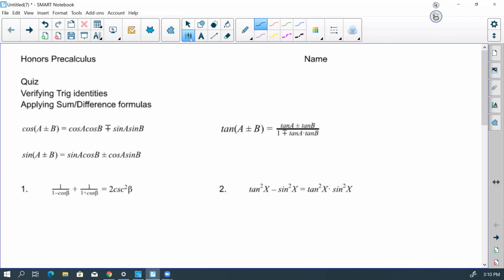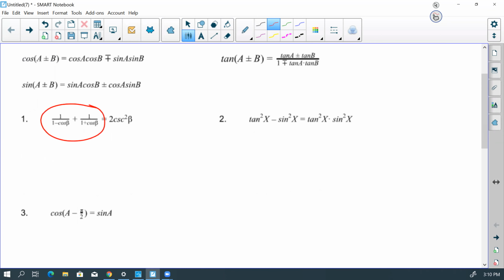Okay, so here are the solutions to our quiz. And the first two, we are verifying an identity. Both number one and number two have two terms that somehow have to become one term. So I'm going to approach those the same way. I'm going to convert them to fractions, get a common denominator, and then add those two fractions.